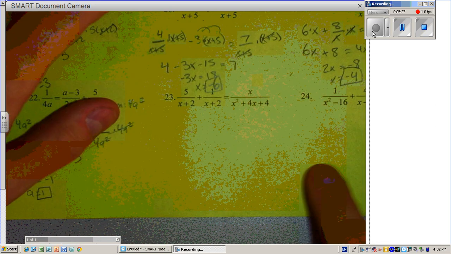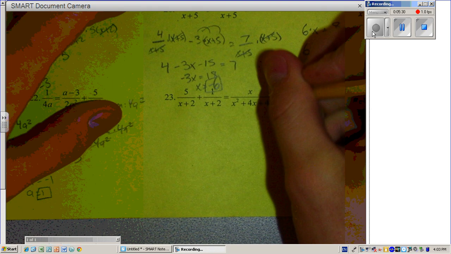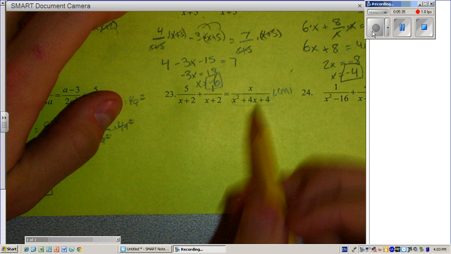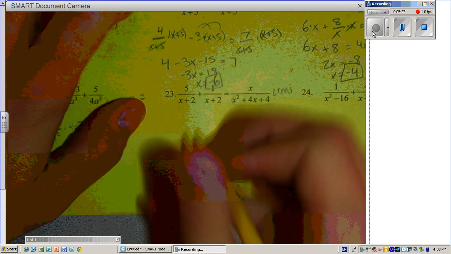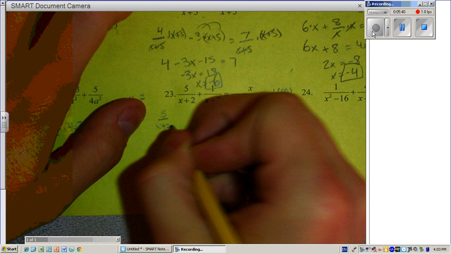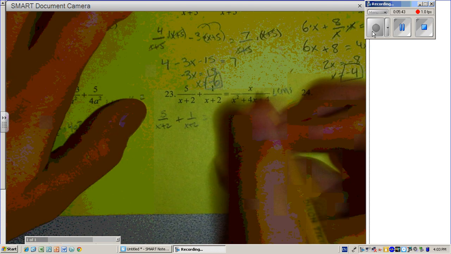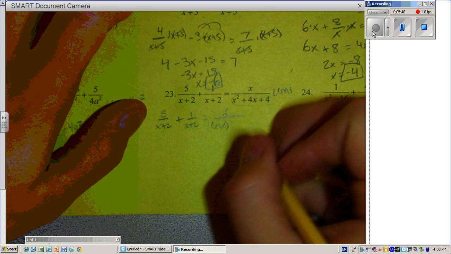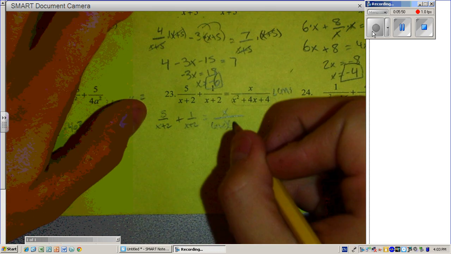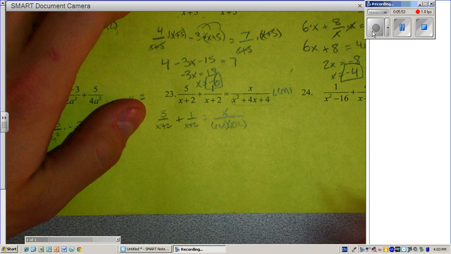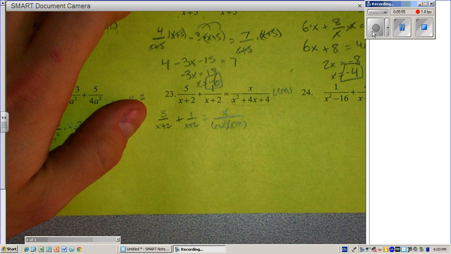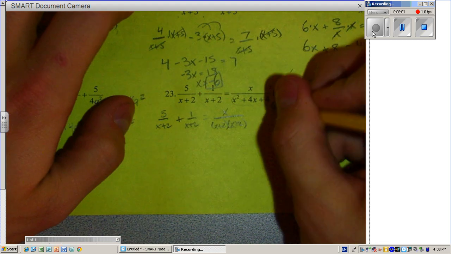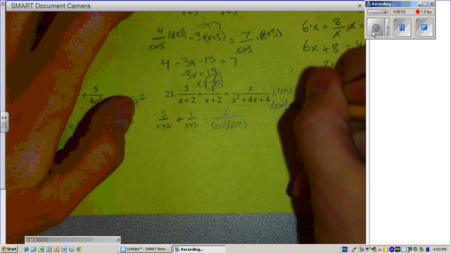Same idea. We need a least common multiple. And in this case, this least common multiple, we don't really know yet. We need to figure out how to factor this first. So that's going to be my first step. So if I factor that, I'm going to leave the whole left side of the equation the same. And that factors to x plus 2 times the quantity x plus 2. Okay, so these are both x plus 2 times the quantity x plus 2. And what that means is my least common multiple is this whole denominator right here. X plus 2 times the quantity x plus 2.